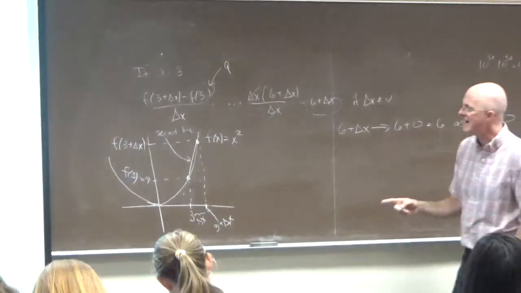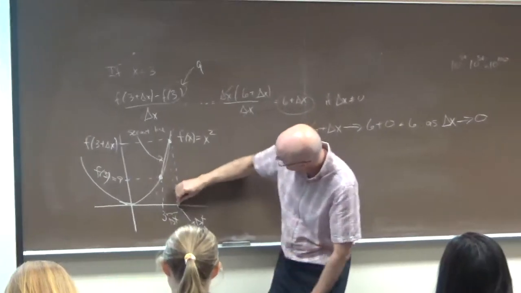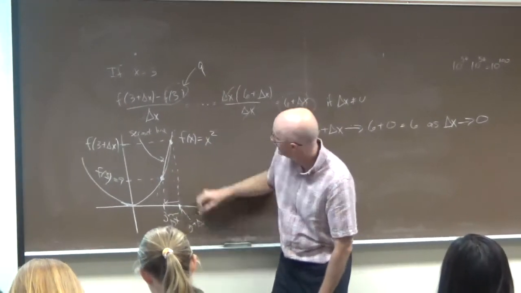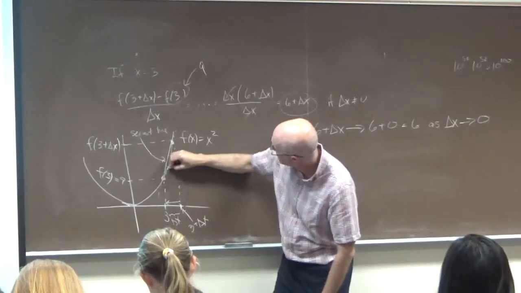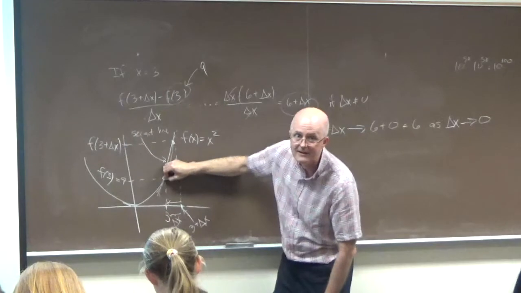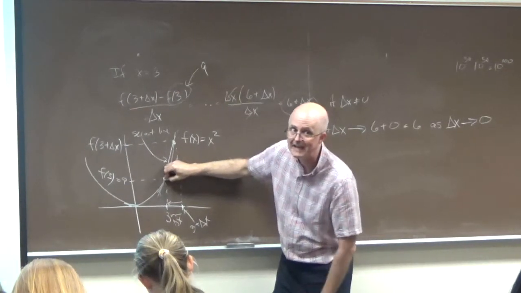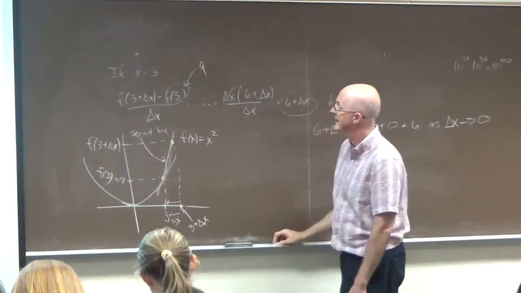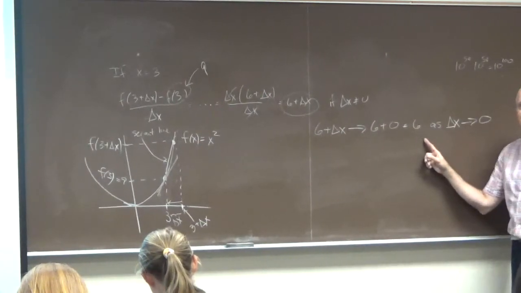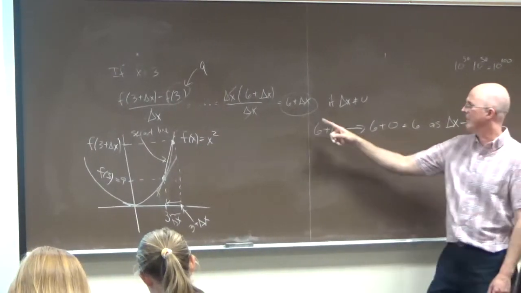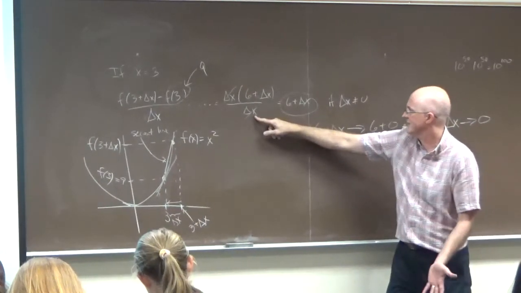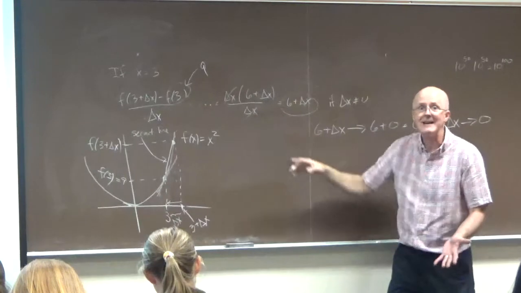So what I'm trying to say is, as delta x gets smaller and smaller, as this point here moves toward 3, this secant line becomes more and more like the tangent line to the graph at this point. And in the limit, we say it does become the tangent line. And the slope of that tangent line is going to be 6. But is it a problem that I'm letting delta x go to 0, even though I can't plug in delta x equals 0 there? Turns out it's not a problem.